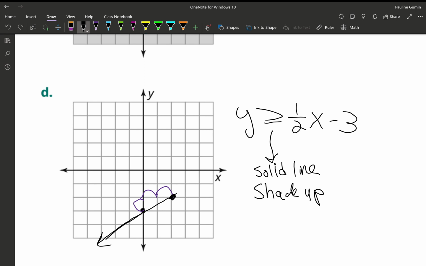Come on, buddy. There we go. Shade up. What that means is we're going to place a dot on our y-intercept and we're going to draw an arrow going upwards. And that's going to tell us exactly where we're going to shade. If only it will let me draw. There we go. Up. Okay, so I know to shade.